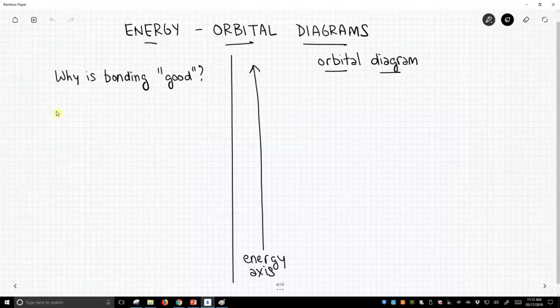So why is it good? Well, we talk about the octet rule. Bonds help us satisfy the octet rule. And that is certainly a good thing, an energetically favorable thing. But why are bonds inherently good?